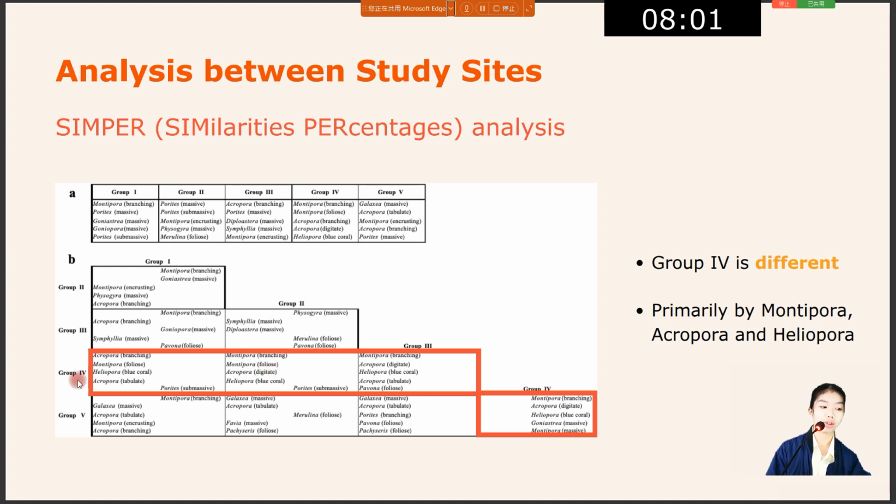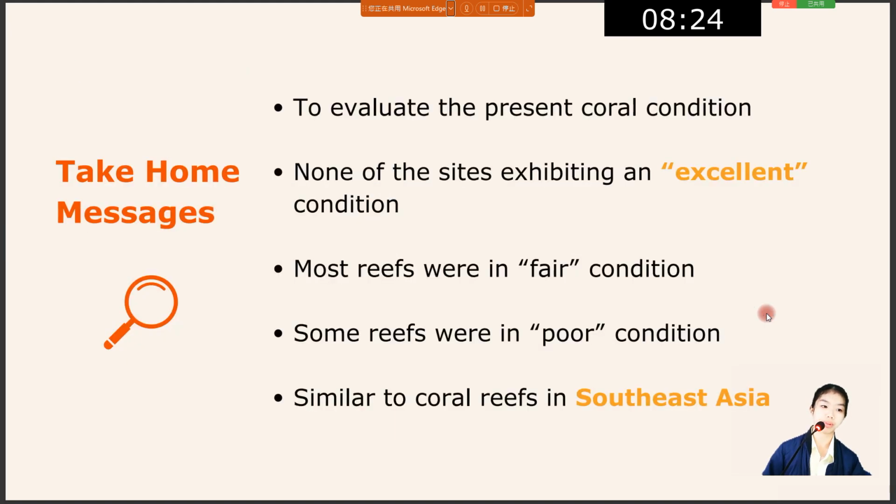Then you can see, when comparing group IV to group 2 also, they are more abundant in group IV. Group IV contributes more to the differences between them. And then here also, group IV compared to group B, group IV also contributes more. So that means group IV is very different compared to the other groups.